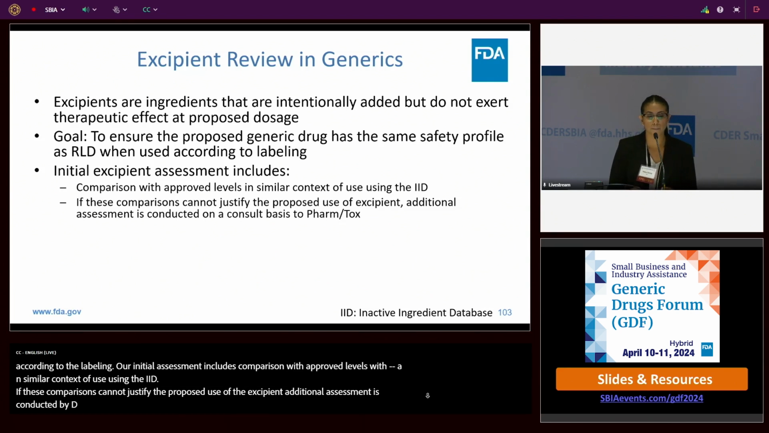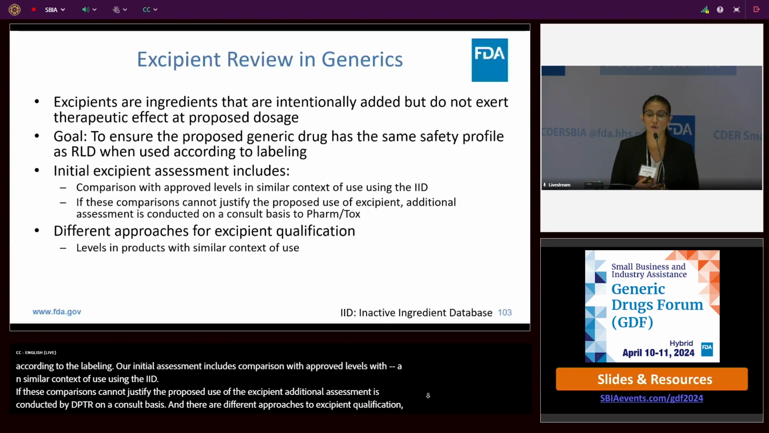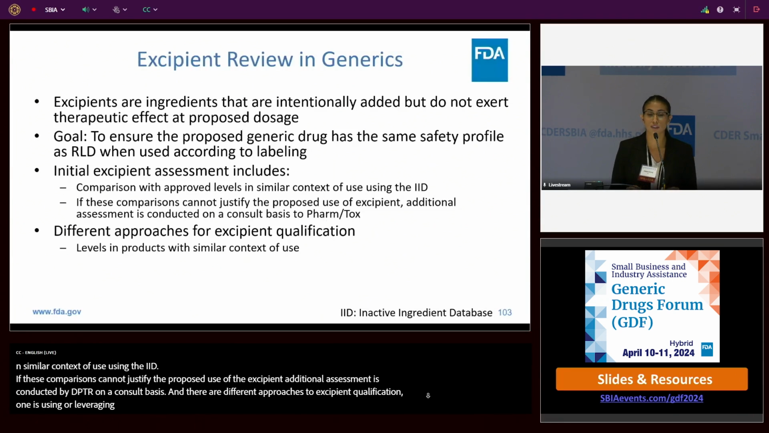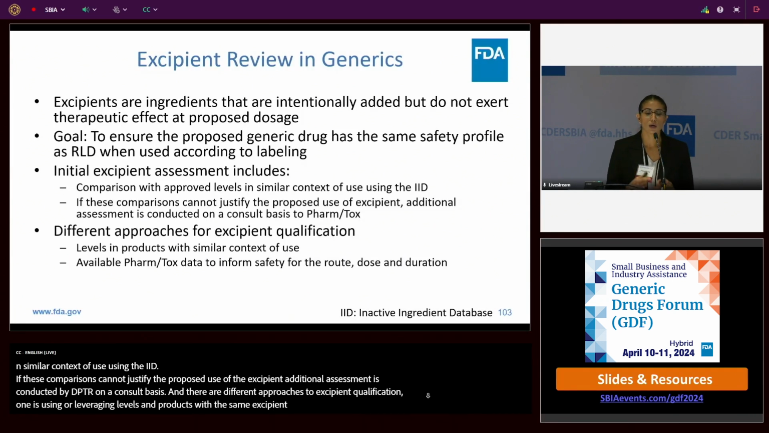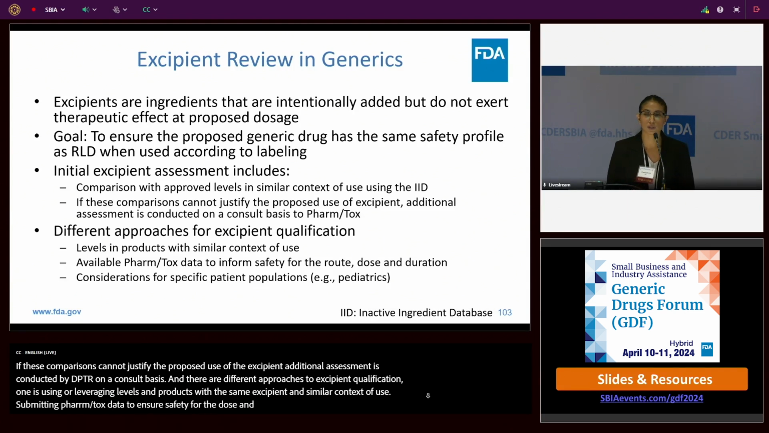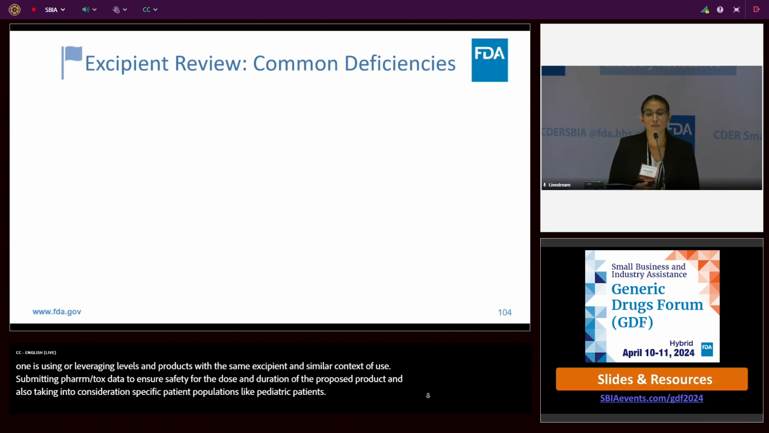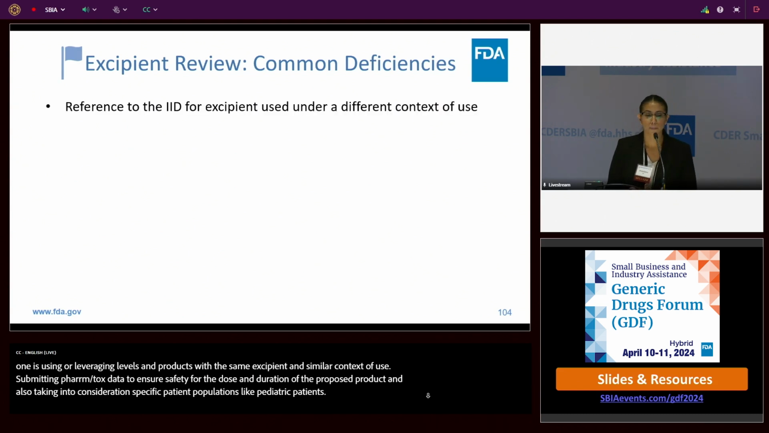There are different approaches to excipient qualification. One is leveraging levels in products with the same excipient in similar contexts of use. Another is submitting PharmTox data to inform the safety for the route, dose, and duration of the proposed generic product. And also taking into consideration specific patient populations like pediatric patients. So now we'll discuss some common deficiencies with excipient review. One is referencing the IID for excipient use under a different context of use.